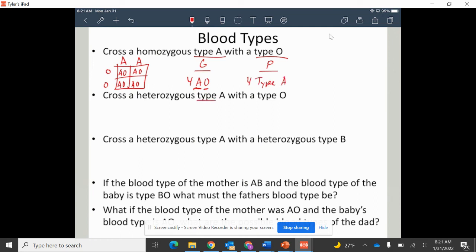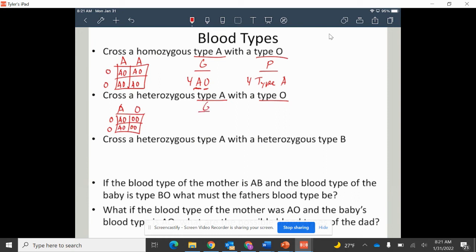Let's cross somebody who's heterozygous type A and somebody who's type O. Well, the person who's type O is still OO. The person that's heterozygous A would be AO. You're still type A blood because A is dominant, but you're heterozygous, meaning you have a different letter, okay? And so in this first box, we get AO, and then OO, AO, and then OO.